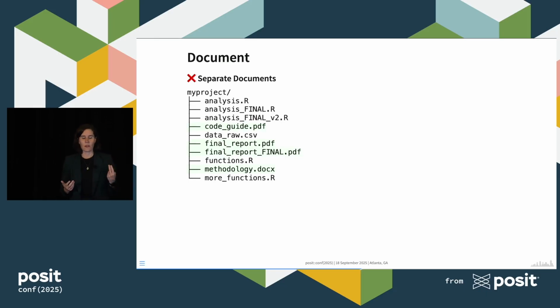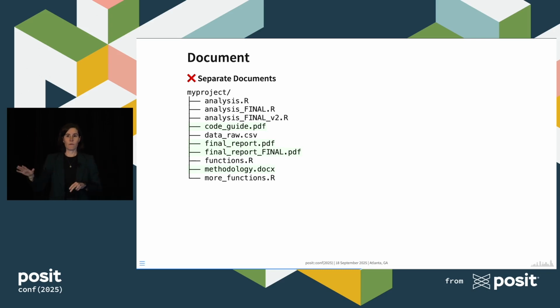So here we have a number of different documentation files, maybe a code guide, maybe some description of the methodology that the code is implementing, and maybe a final report. And it can be very hard to have a separate text file in a repo that describes what the code is doing. I once inherited a project where I was given a repository of code and an academic manuscript.